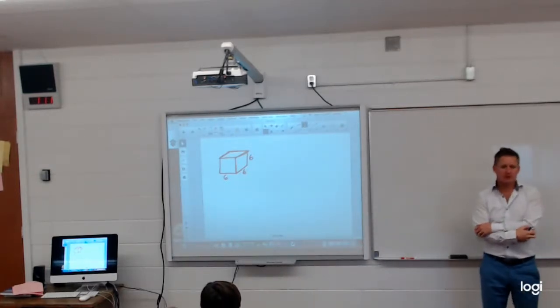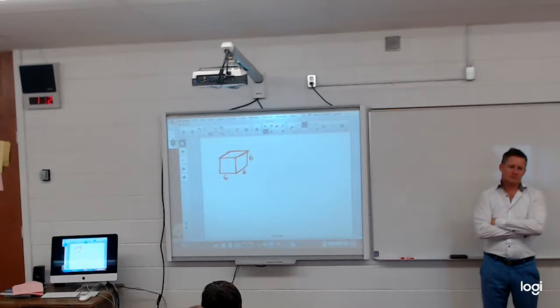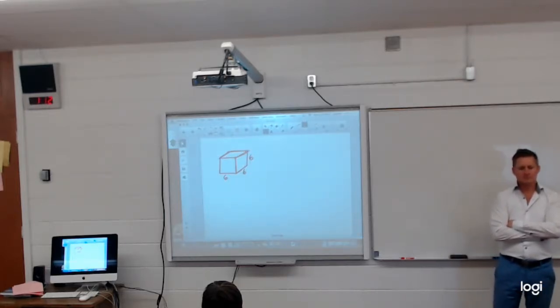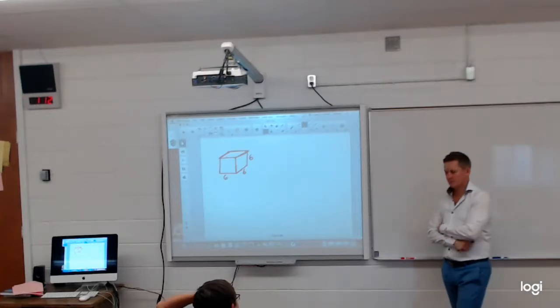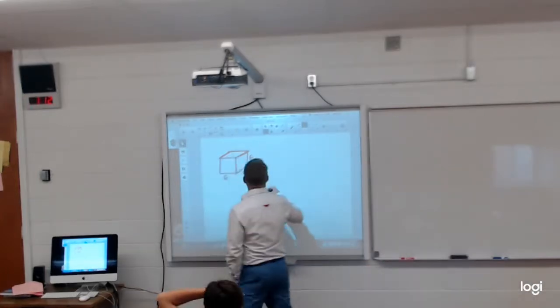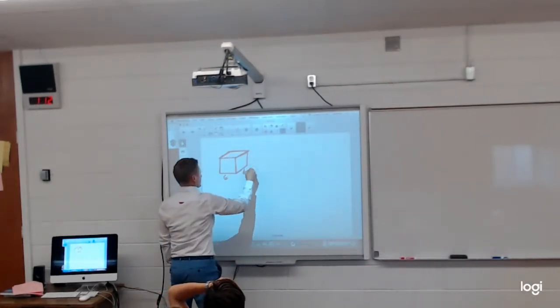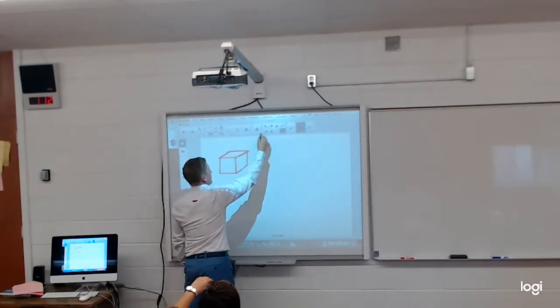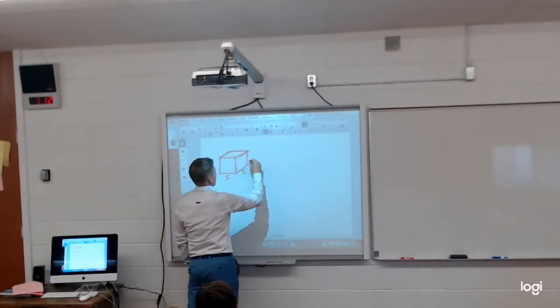Since it's a cube, all the sides would be the same. If you know that there are 6 sides on it, you could just multiply 6 by 6, which is 36, and then multiply that by 6. That's right. These are poor numbers. I'm going to switch this. I'll make this 5 by 5 by 5.